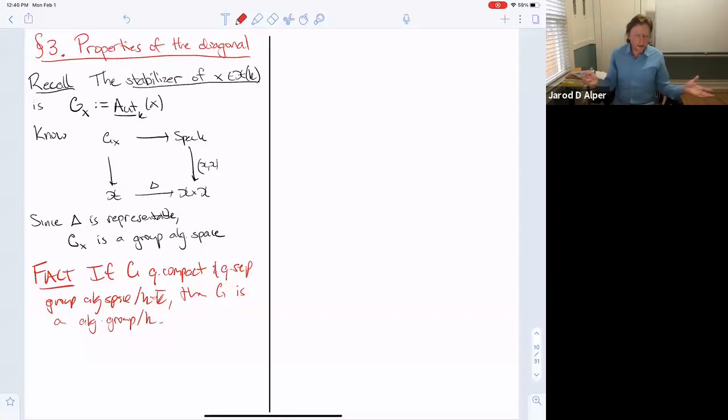So in most cases, the stabilizer group is something familiar. It's not just some arbitrary algebraic space. It's usually an algebraic group. And the way you show this is that, say you're working over an algebraically closed field, you can show, as one of these facts I mentioned last time, that there's an open dense locus that's a scheme. And if you have the structure of a group, you can just move that open locus around to cover the entire G, so that you get that it's a scheme.